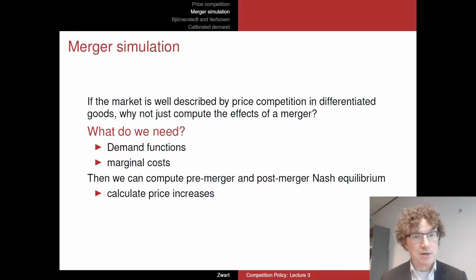So in order to do that, what do we need? Well, we need the demand functions, we need the marginal costs, and if we have those, we can compute the first order conditions, and solve those both pre-merger and post-merger. So we have Nash equilibria in both cases. Compare those two, look at whether prices increase, and if they increase by too much, we should be worried and do something about it. And if prices remain more or less the same, then no big worries here.